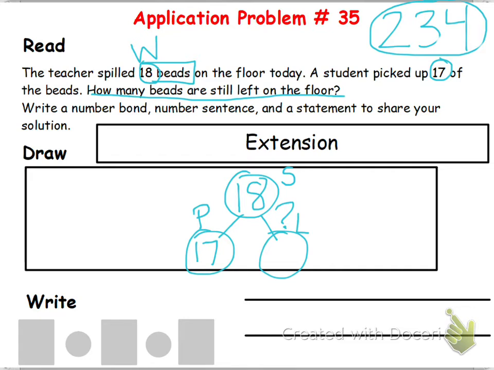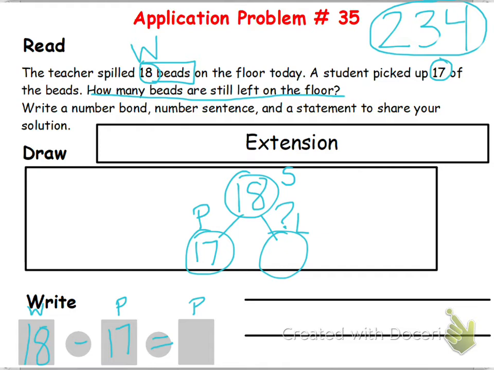With this number sentence, we're going to do a subtraction number sentence. Looking at this, we know whenever we're subtracting, it's our whole minus our part equals our other part. Okay, so our whole is what? Right, 18 minus what is the part we know? 17. Good, let's write it. So 18 minus 17.